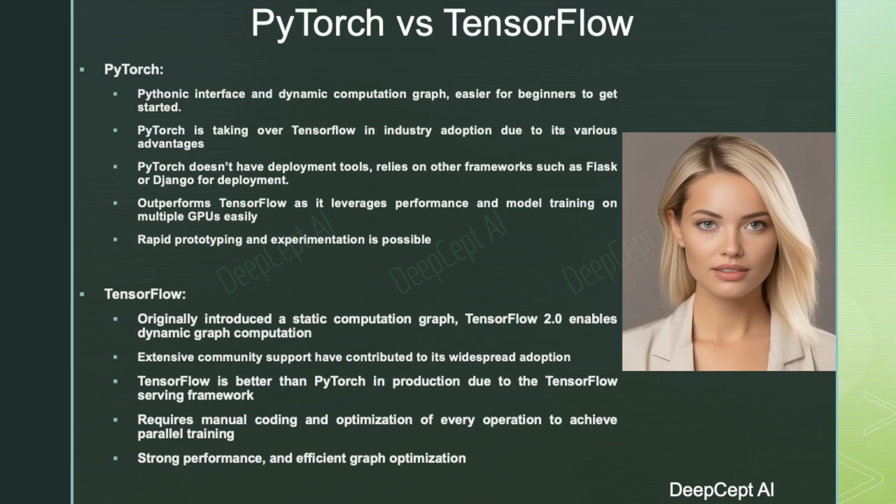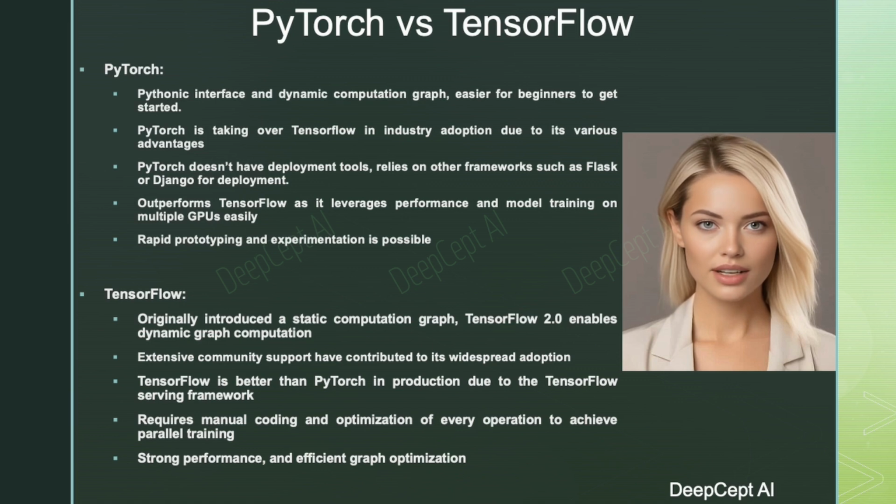PyTorch stands out for its Pythonic interface and dynamic computation graph, making it accessible for beginners. Its increasing industry adoption is attributed to its numerous advantages over TensorFlow. However, PyTorch lacks built-in deployment tools, relying on frameworks like Flask or Django. Nevertheless, it excels in performance and easily facilitates model training on multiple GPUs, enabling rapid prototyping and experimentation.